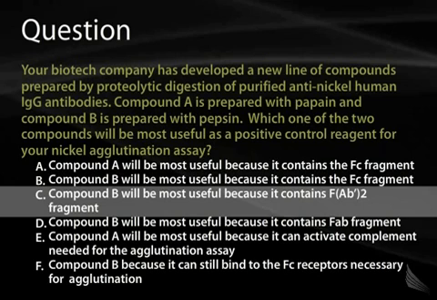So take home message here. With pepsin, you can agglutinate. With papain, you cannot. So for this answer, you have to have something that agglutinates, and therefore it's compound B, because it contains that Fab prime 2 fragment.